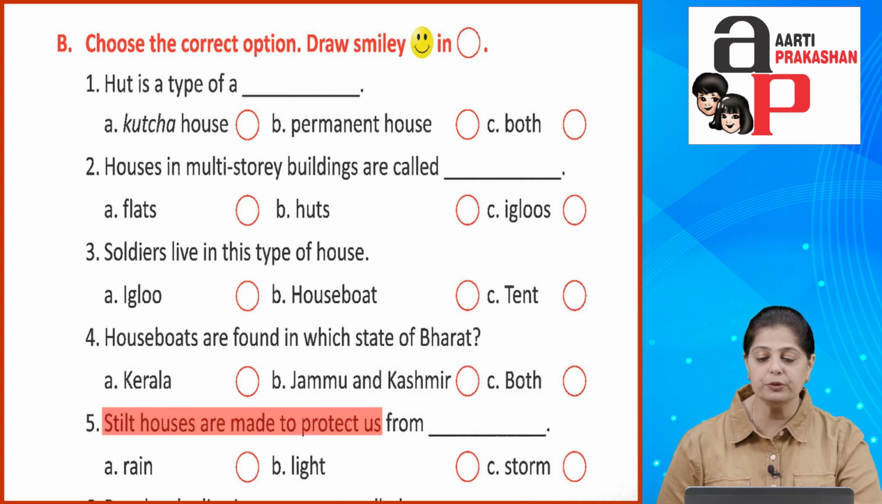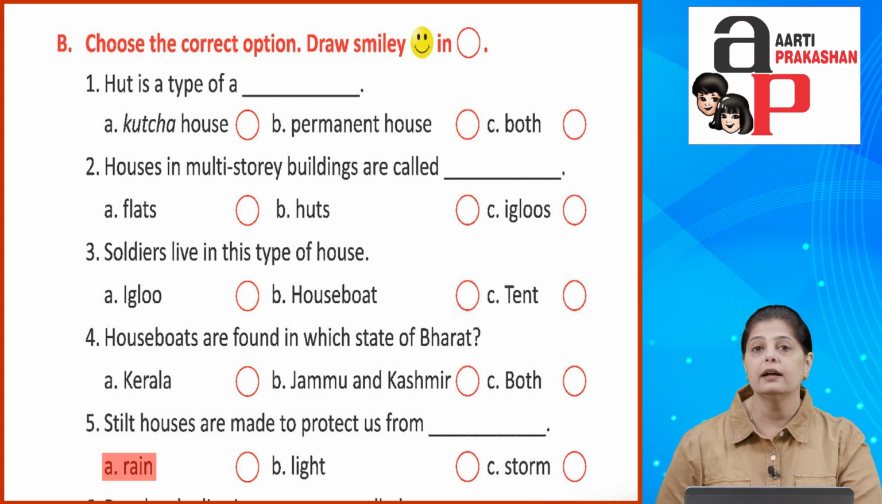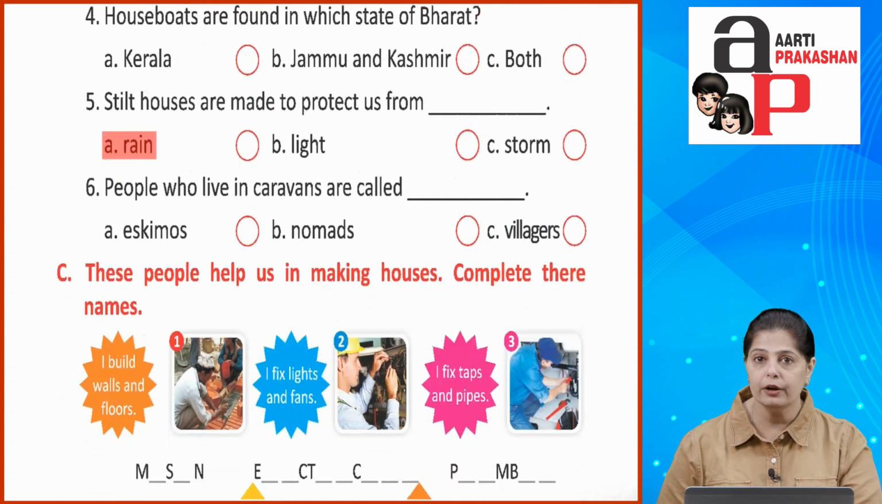Stilt houses are made to protect us from rain, light, or storm. So stilt houses, they protect us from what? Okay, you have to answer this question. So they protect us from rain. So what happens when floods come? When there is a lot of rain, there are floods, and when there are floods, there is a chance that the houses will move or get washed away in the water. So when you have your houses a little above the water level, okay, or the ground level, they are more safe and secure. So these are stilt houses. They protect us from rain.